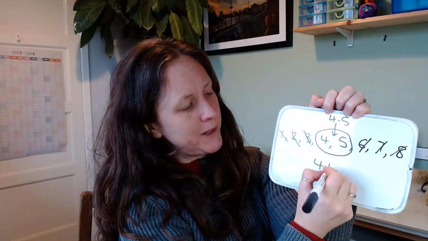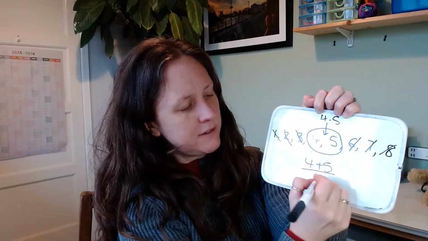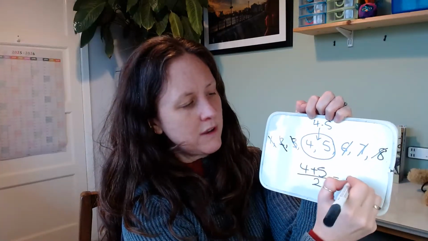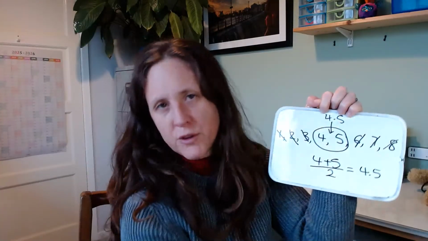Otherwise, we do 4 plus 5, which gives us 9, and divide that by 2, which gives us 4.5. You might have written that as 4.5 too. Okay, I've got another one for you. Find the median of these.